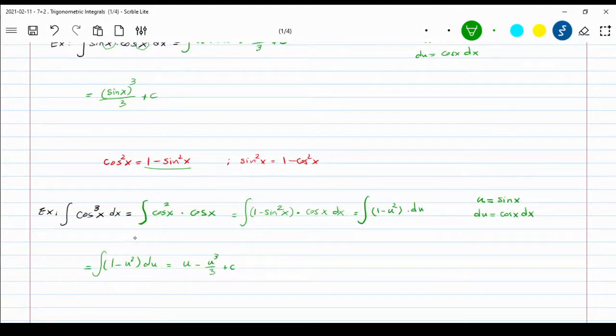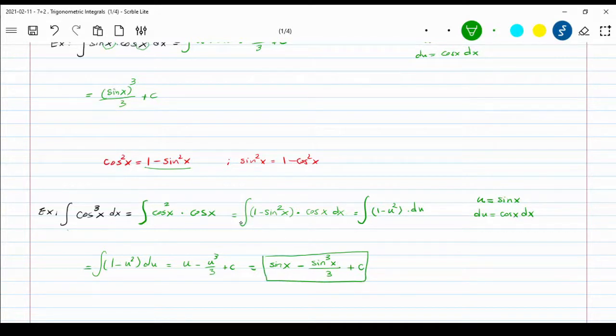If there were boundaries, you can evaluate. If there was a boundary like from 0 to pi, you can change the boundaries as well, or you can evaluate at the very end. Those are from Calc 1. You can always refresh your memory over those. Okay, so here u was sine x, so I have sine x minus sine cubed x divided by 3, plus some constant. And this is the solution to that integration.